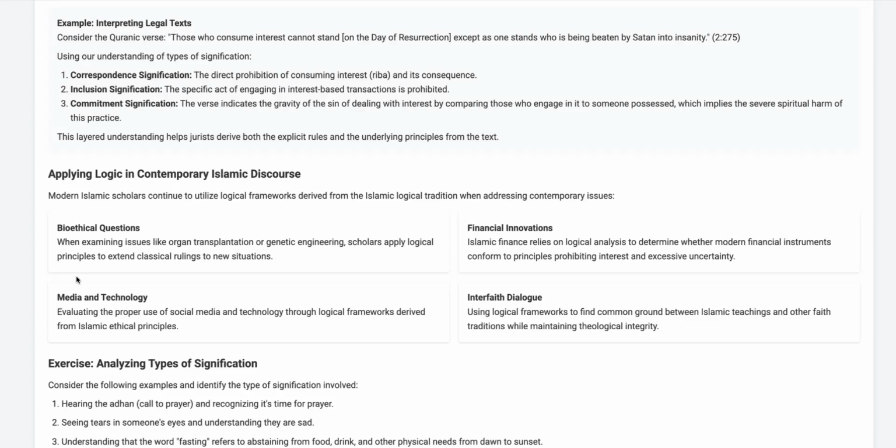What's the difference between qiyas mantaqi, qiyas usuli? Media and technology, evaluating the proper use of social media and technology through logical frameworks derived from Islamic ethical principles. So one of the reasons that you find a lack of discourse on modern issues, and I say this with respect, is that many people have not been properly trained in this. And this is by no means an attack on anyone.